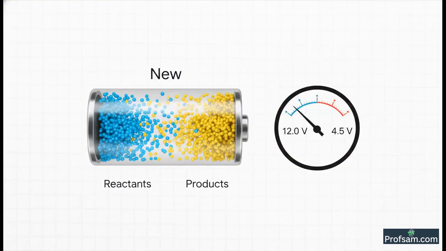So let's imagine a battery in your flashlight. When it is brand new, it is full of reactants, right? So the chemicals are fresh and plentiful. This means the voltage is high. Now, as you switch on the flashlight, these reactants get used up. They are consumed. And as they get consumed, the voltage slowly starts to drop. The Nernst equation is what helps us calculate this drop precisely.